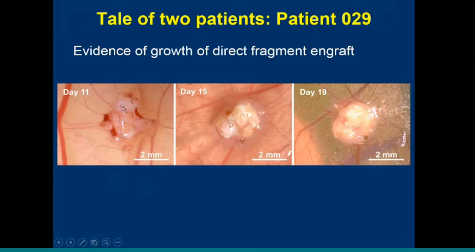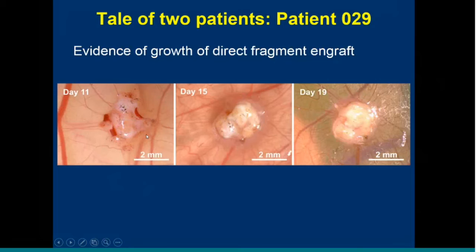And so this is a tale of two patients. We're going to start with patient 29. As a quick and dirty way to test if the direct fragment engraft is actually growing well, we took a number of light microscopy images from this tumor. You can see on day 11, this is 2 days post-engraftment, the tumor fragment appears healthy. It's pink. It doesn't appear necrotic at all. And it looks like it's taken.